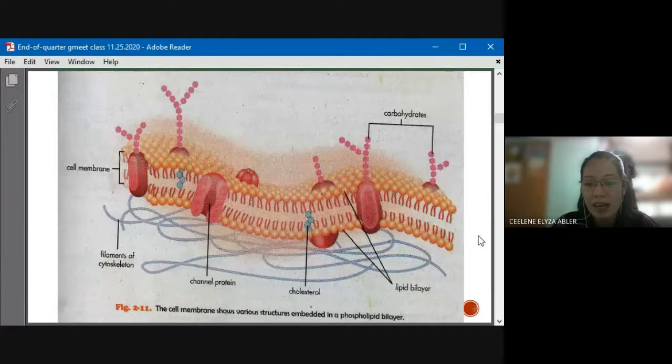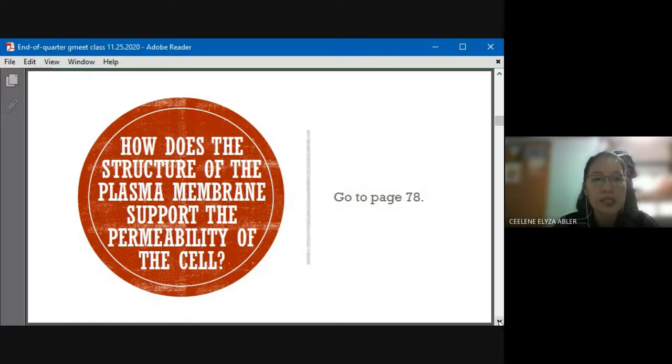Anong gamit ng carbohydrates doon sa inyong plasma membrane. At bakit? Napapansin niyo siya, nasa labas lang siya ni cell. Hindi siya actually nasa loob, nasa labas siya ni cell. So let's know them all. Okay, so ano yung structure ng plasma membrane that will support the permeability of the cell?